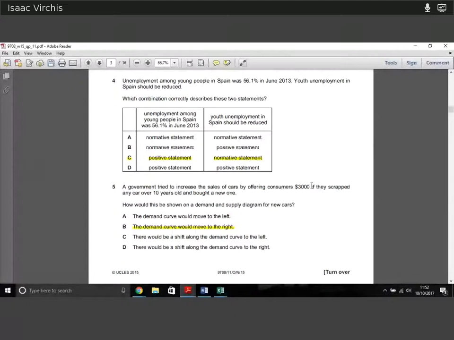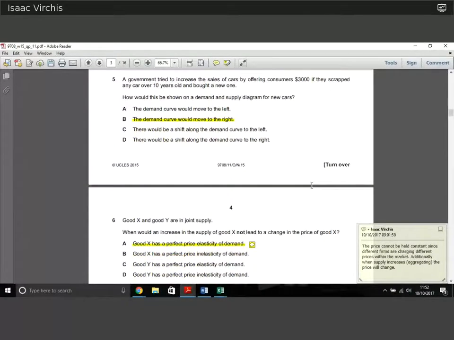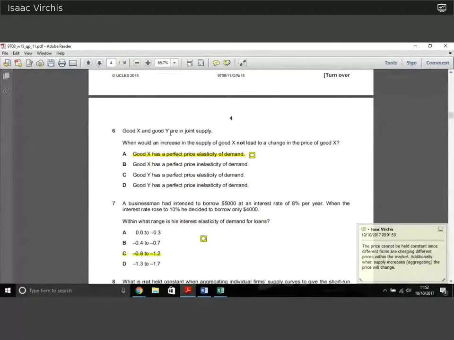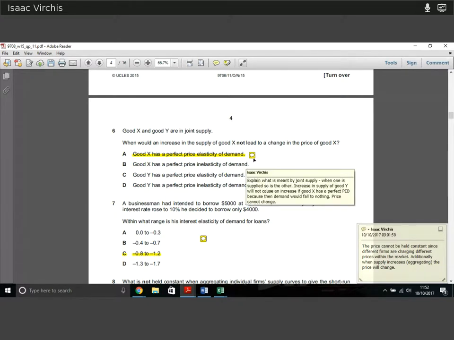Question five. Good X, good Y, and joint supply. So when we have joint supply, they're supplied basically together. The production of one causes the production of the other. If you increase the supply of good X, generally you would say that if you increase supply of a good, you generally see a decrease in the price.